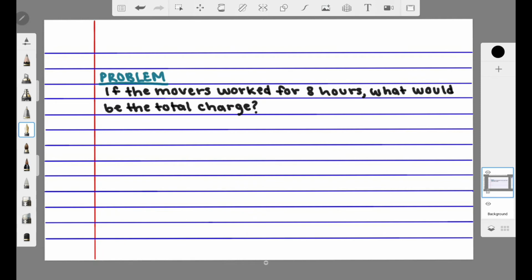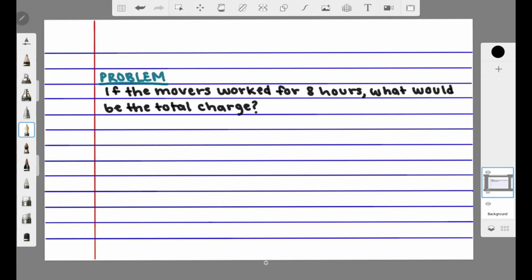And now for our problem. If the movers worked for 8 hours, what would be the total charge? Again, there are multiple ways that we can approach this problem. We can use our equation, extend our table to go up to x equals 8, and extend our graph to x equals 8.